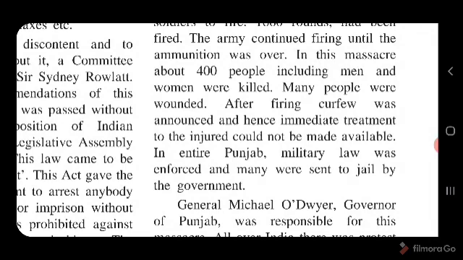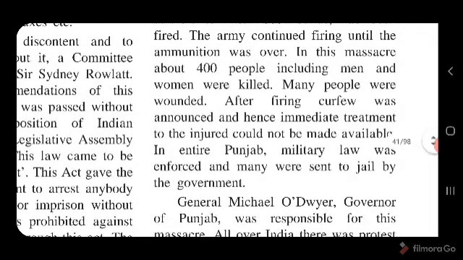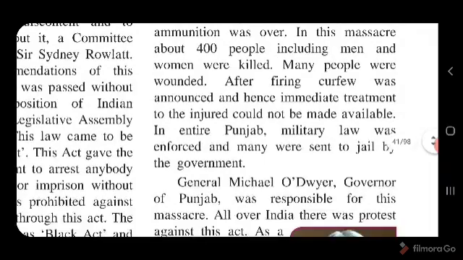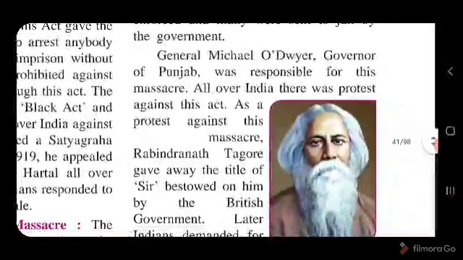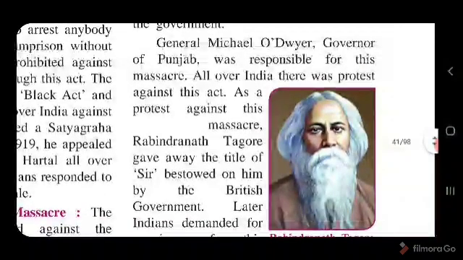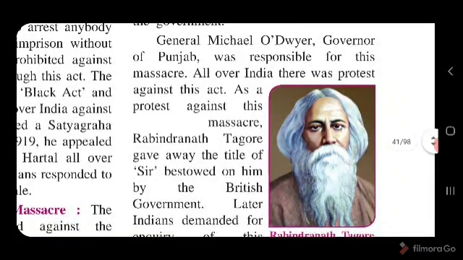After firing, curfew was announced. After firing in Jallianwala Bagh, General Dyer announced the curfew there, and hence immediate treatment to the injured could not be made available. In the entire Punjab, military law was enforced and many were sent to jail by the government. General Michael Dyer, governor of Punjab, was responsible for this massacre.